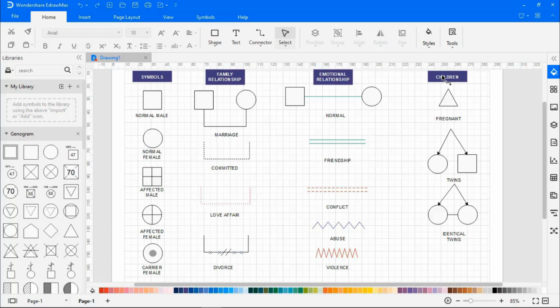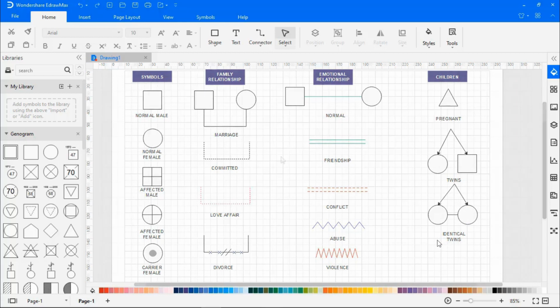Now, here are the symbols for children. Triangle means pregnant. Lines pointing at 2 shapes is for twins. Lines pointing at 2 shapes with a line connecting these 2 shapes is for identical twins.